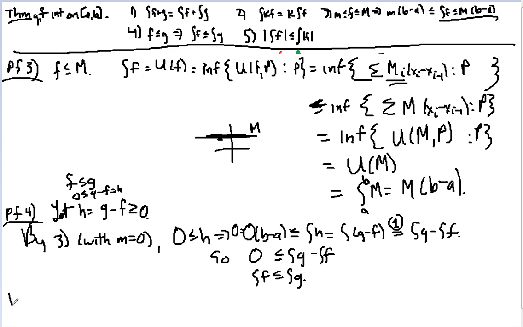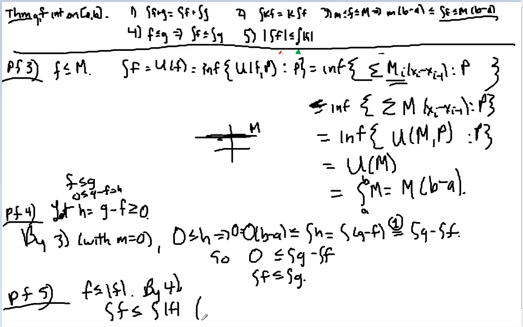And then finally, by proof 5, I get immediately by f is less than or equal to the absolute value of f. By 4, the integral of f is less than or equal to the integral of the absolute value of f. And here you just need to prove that f is integrable, which is an exercise that you're told to do earlier. So that's how the proofs go.